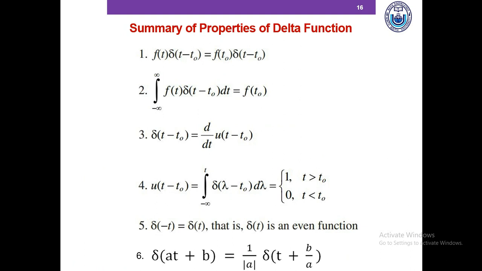Okay, here's a summary of the properties of the delta function. The first one is the sampling property. The second one is the sifting property. Please don't confuse sampling with sifting. Sifting has an integral with respect to time. Sampling doesn't have that. And this property basically says that if we differentiate a unit step function, we end up having a delta function. And this is the opposite of property 3, where we integrate the delta function to generate the step function. And this property shows that the delta function is an even function, that is, it's symmetric with respect to the y-axis, and there is a scaling property of the delta function.